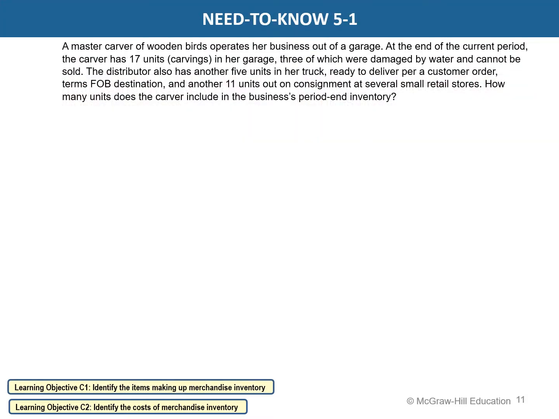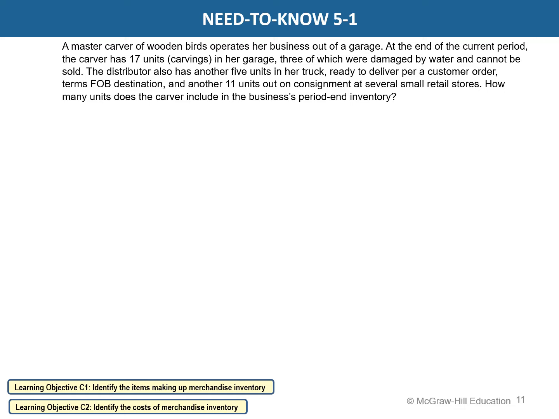All right, so need to know, number 1. A master carver of wooden birds operates her business out of a garage. At the end of the current period, the carver has 17 units in her garage, 3 of which are damaged by water and cannot be sold. The distributor has another 5 in her truck ready to be delivered per customer order, terms FOB destination. And another 11 units are out on consignment at several small retail stores. How many units does the carver include in the business's period end inventory?